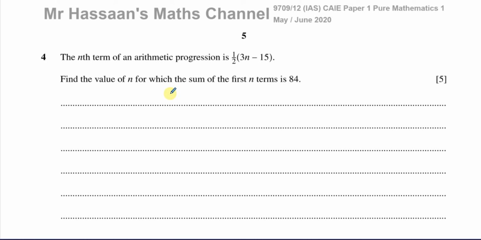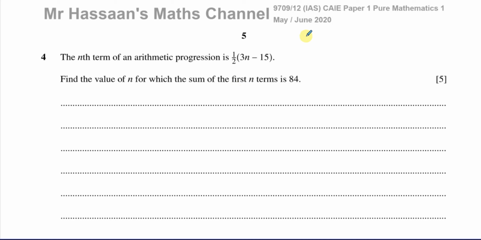This question here is about arithmetic progressions, and we're told the nth term of an arithmetic progression is given by a half times 3n minus 15. We've got to find the value of n for which the sum of the first n terms is 84.